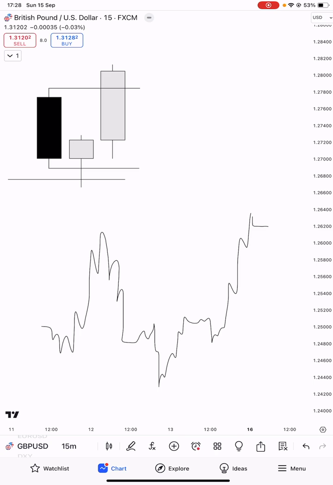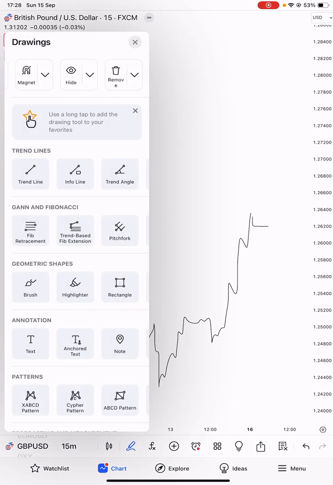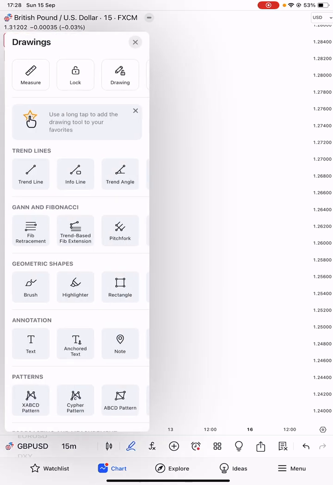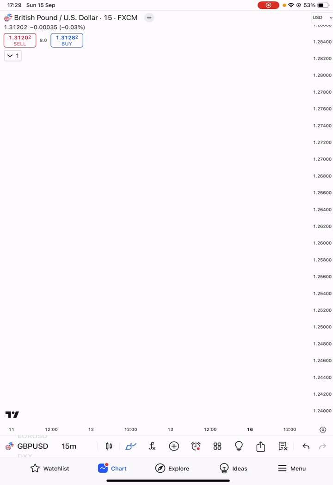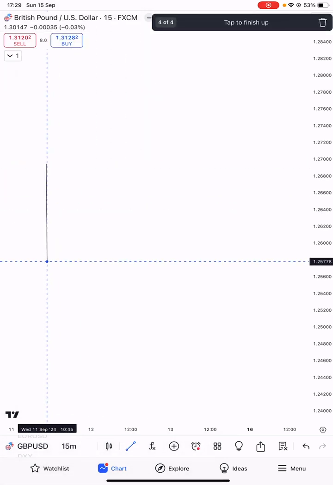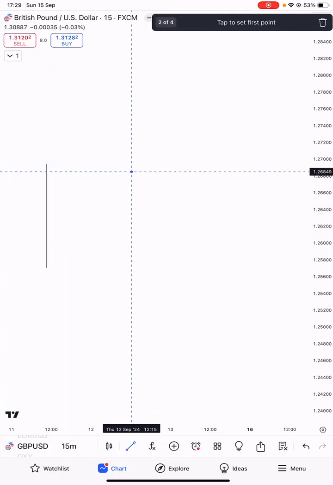I said that because it's the same thing from the Asian range, and you saw me actually executing on the retest of the Asian range. So the Asian range model is like this. Asia is from 20 to midnight.